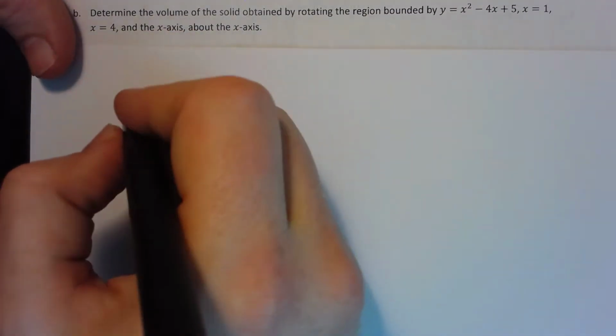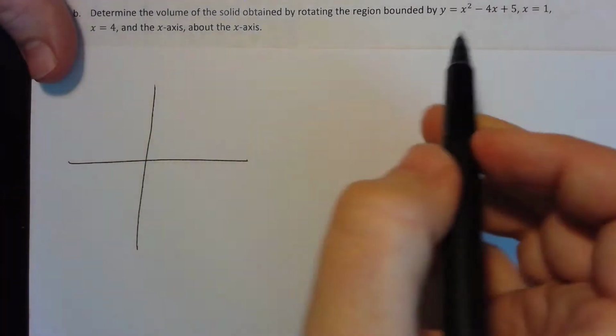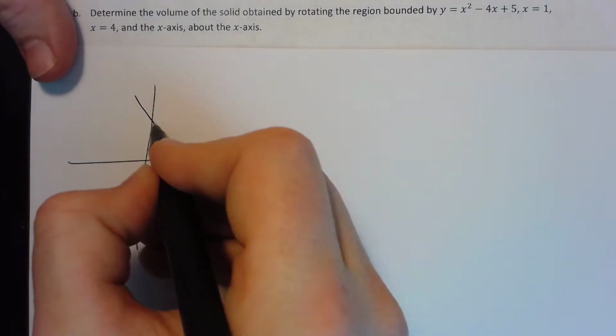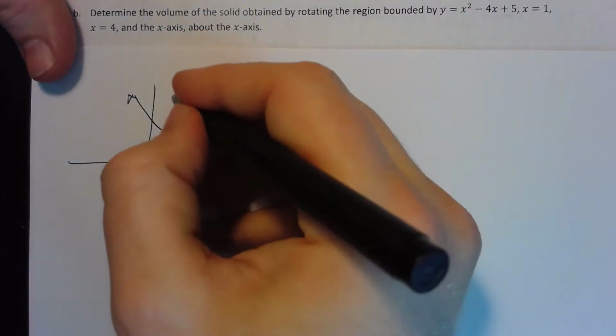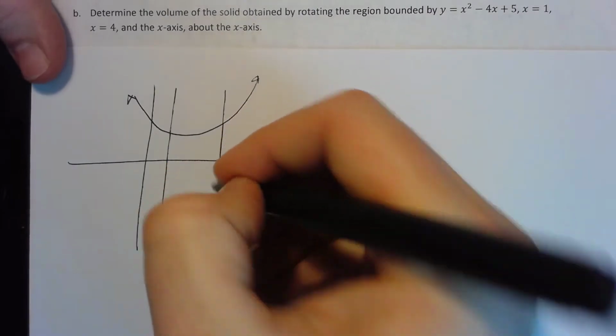Now, if you take your time to actually graph these, you'll notice that this parabola right here is going to look something like this. Okay? Next thing I'm going to go ahead and detail is x equals 1, which is about here, x equals 4, which is about here, and the x-axis.